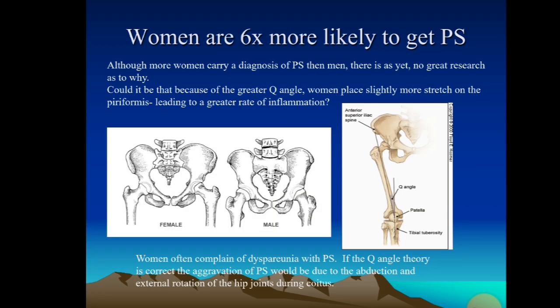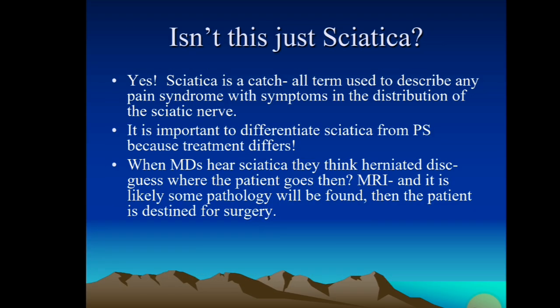Women are 6 times more likely to get piriformis syndrome as compared to men. It could be due to a greater Q angle, or they place more stretch on the piriformis, leading to a greater rate of inflammation. Women often complain of dyspareunia with this. If the Q angle theory is correct, then aggravation would be due to abduction and external rotation at the hip joint during coitus also.